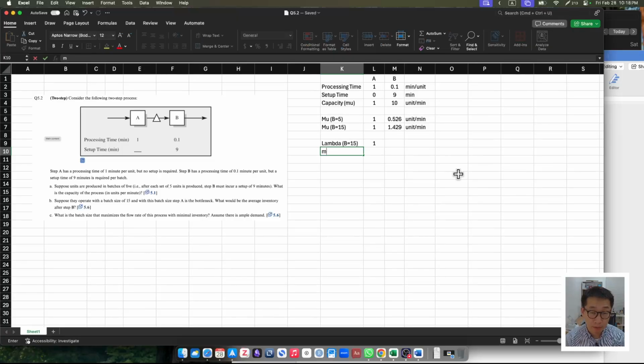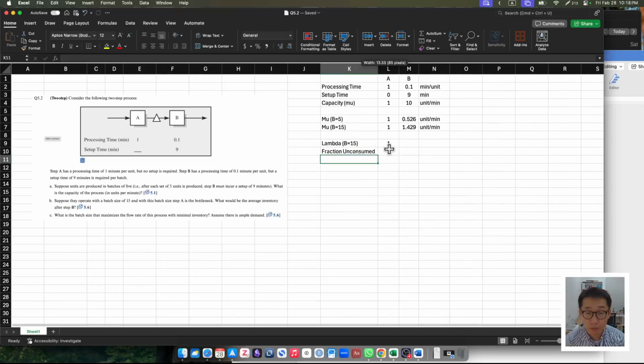So let me just write it down here. Your fraction unconsumed is going to be 1 minus lambda over this guy right here. You can pause for a second and think about why I'm using that. It's basically 1 over p part.